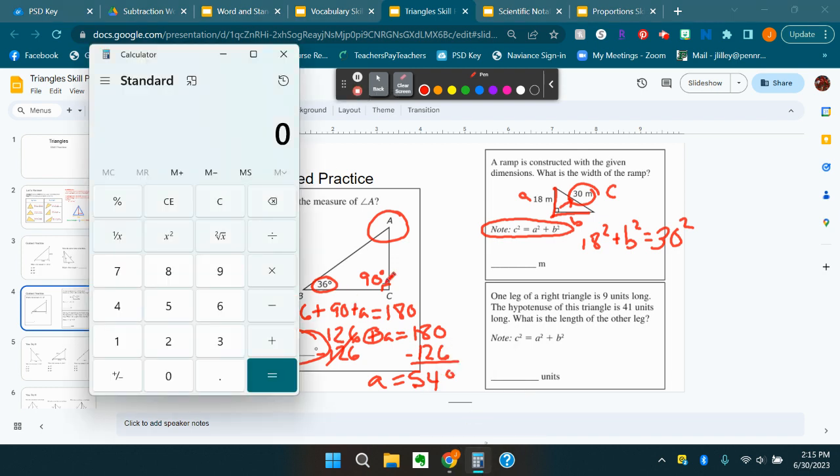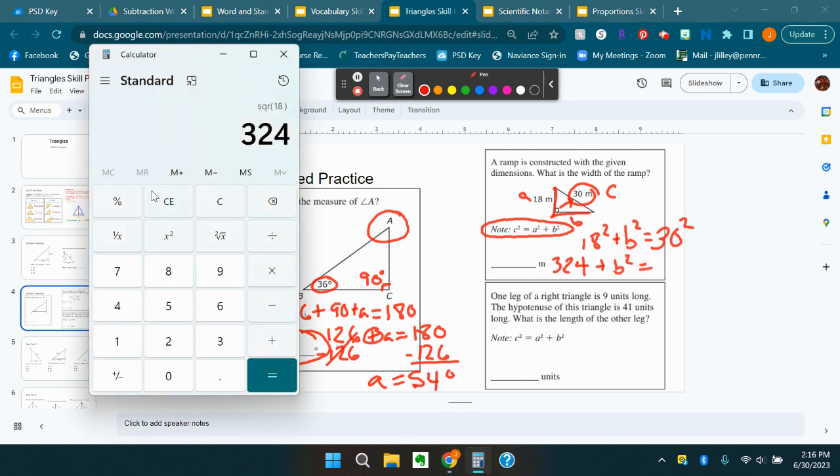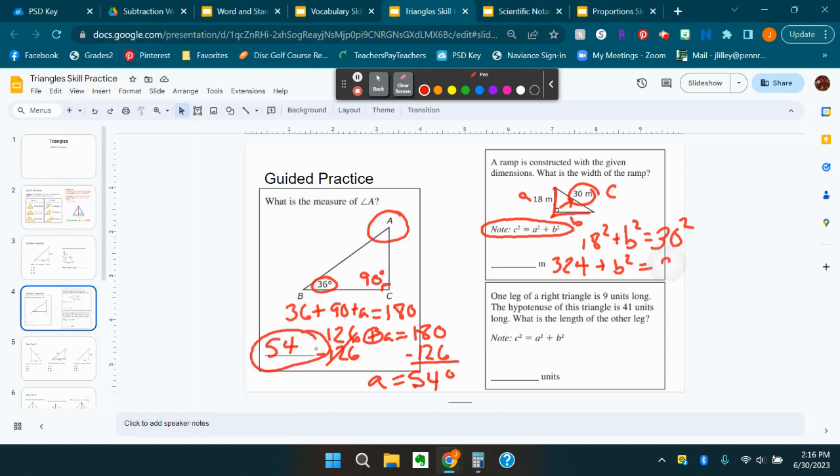Now it's helpful to find the squared button on your calculator, but you can also just type in the base number times itself. But if I type in 18 squared, I'm going to get 324 plus b squared. And then if I type in 30 squared, I will get 900. And then we're going to solve it like we would any other equation.